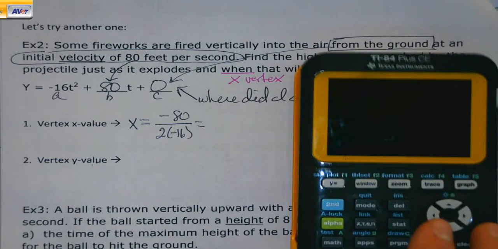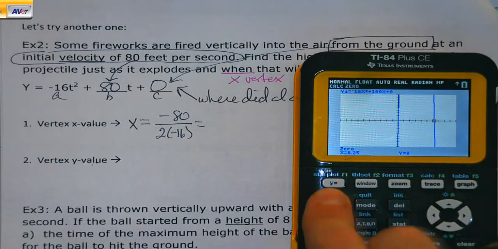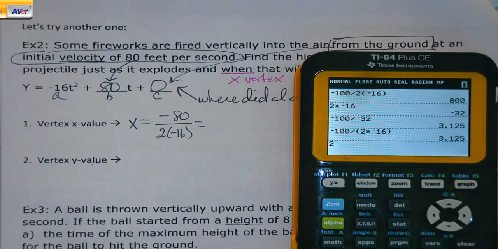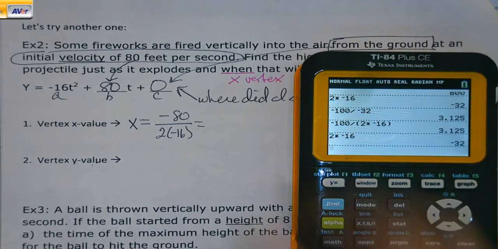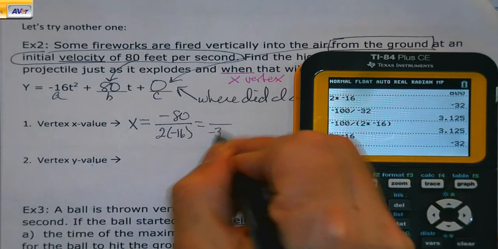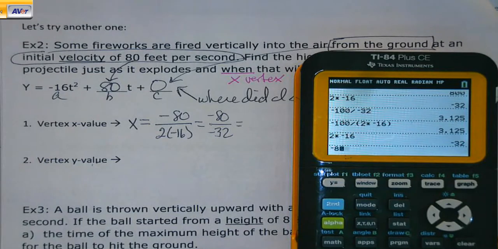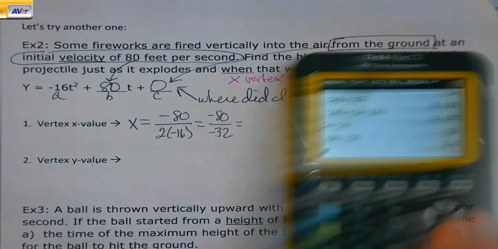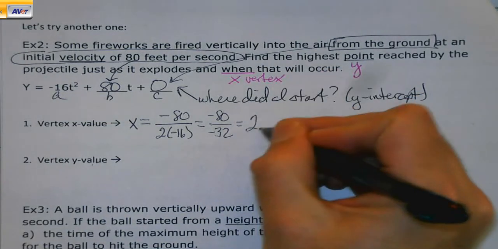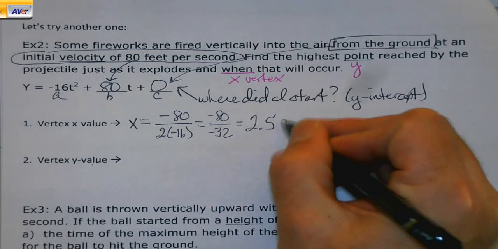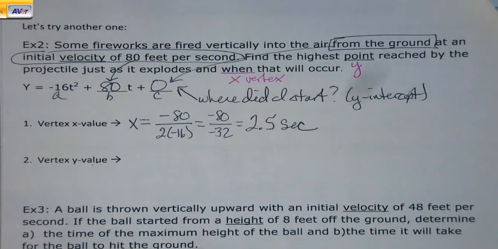When we go to type this in, get that in there. And then divide them through. And yes, decimals, perfectly fine. This is real life. Not everything comes out even. Okay, x is time. So it took 2.5 seconds.